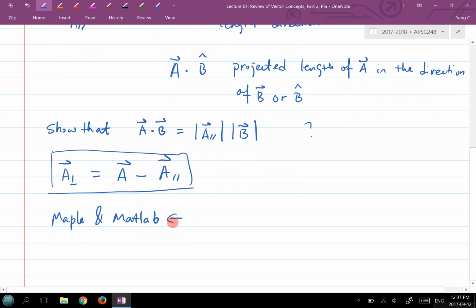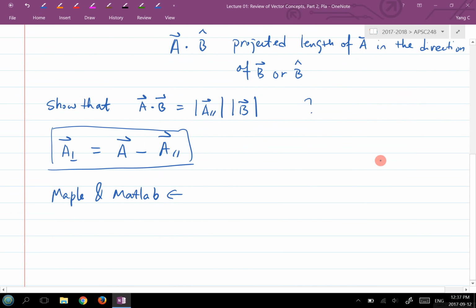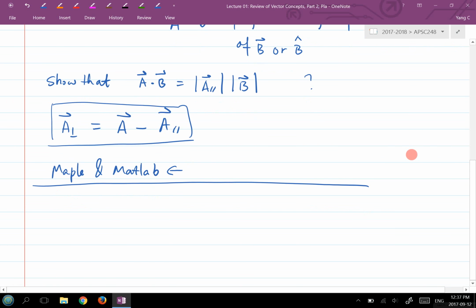Now, a couple of assignments will probably ask you to practice using MATLAB or Maple to help you with calculations. Okay. So those are basically about the dot product. Any questions so far? Good. Okay. So let's look at the next topic now.